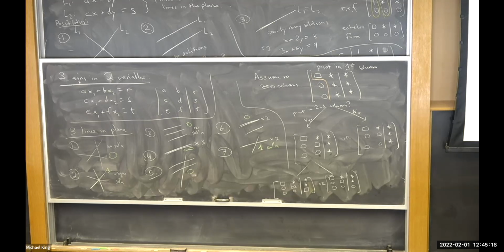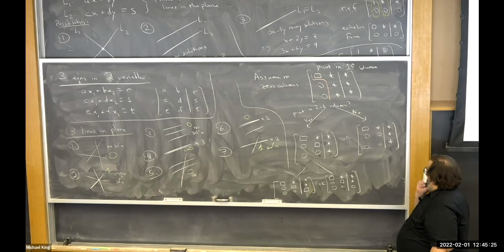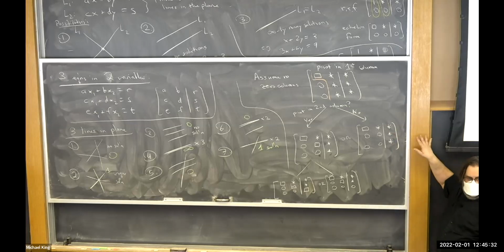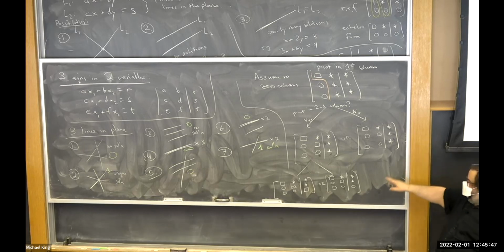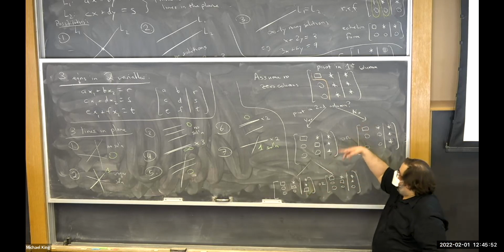Now what about the third column? Is there a pivot in the third column or not? Now what about here? What could happen with these two asterisks? Yeah, that's right. Any non-zero number. This little square I'm using as a non-zero. I think I put that on the board somewhere.